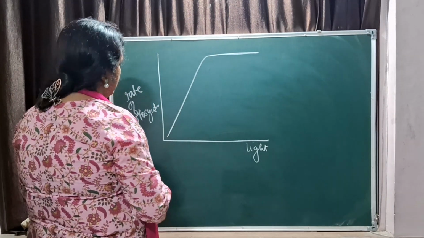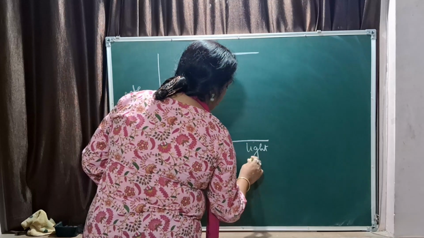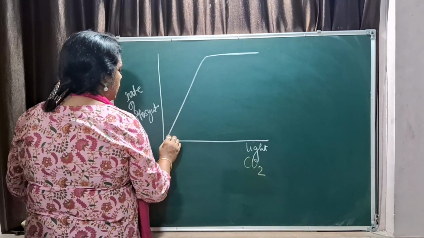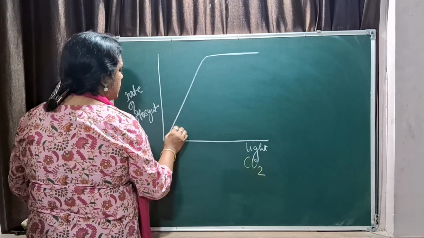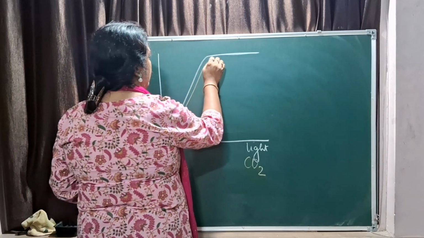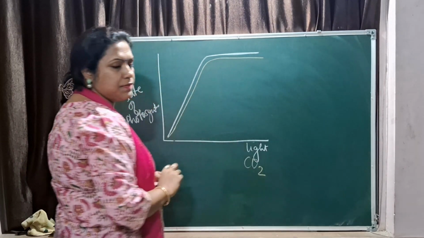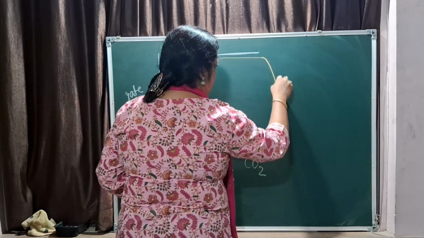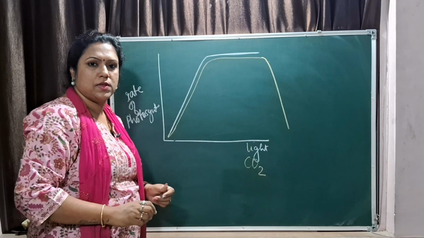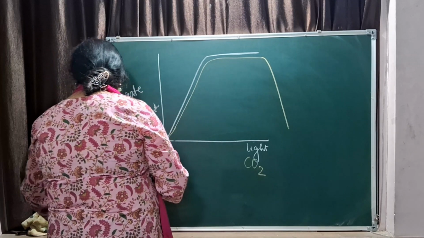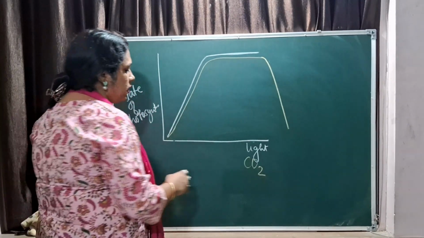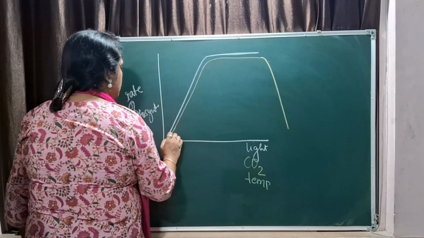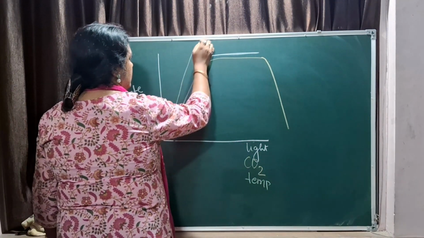Then the next one, carbon dioxide. For carbon dioxide also the rate of photosynthesis increases and then it becomes constant. If you increase it further, the stomata closes and the photosynthesis drops. Next one that we talk about is temperature. For temperature you have a bell-shaped graph.